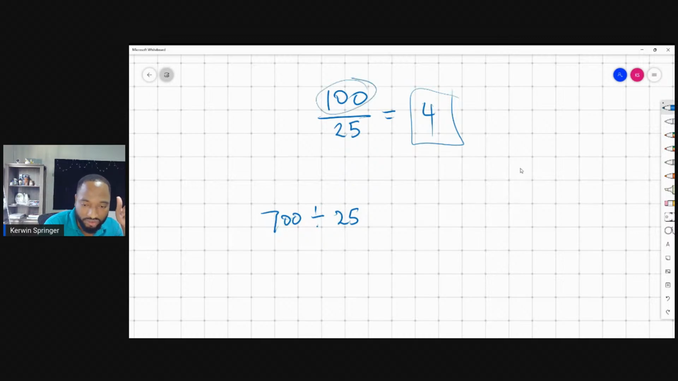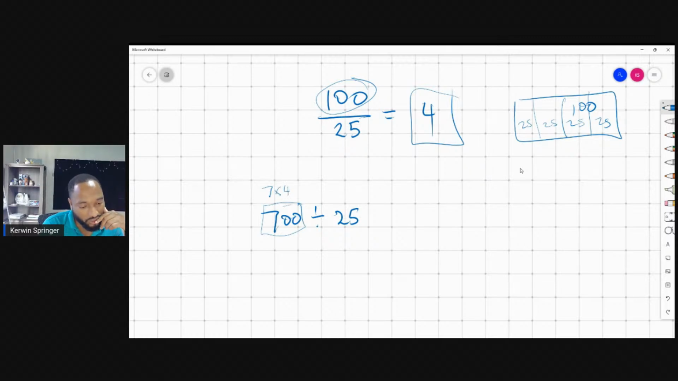Every 100, there are 4 25s in them. So 700 means 7 by 4, 7 4s. So when you give me hundreds here, I already know, well, every 100 is 4 25s. That's 7 of them. 7 by 4. So that's 28.